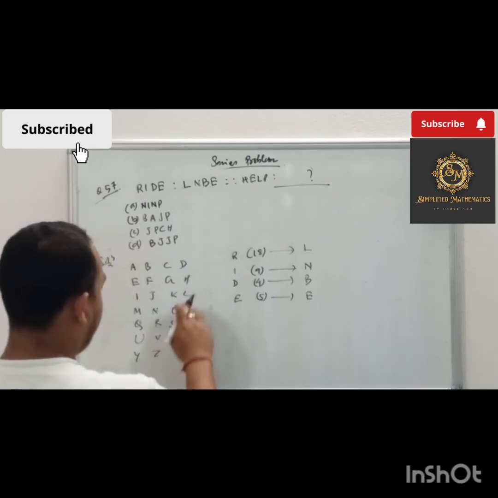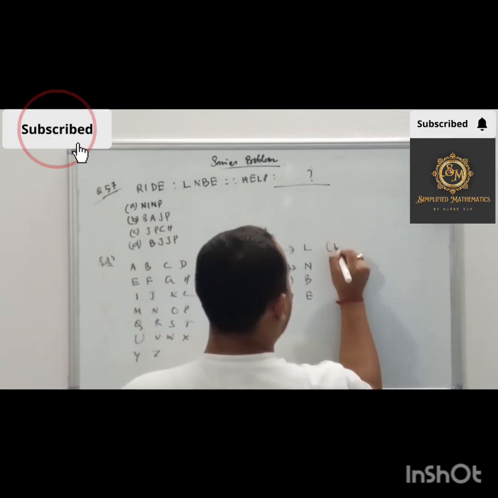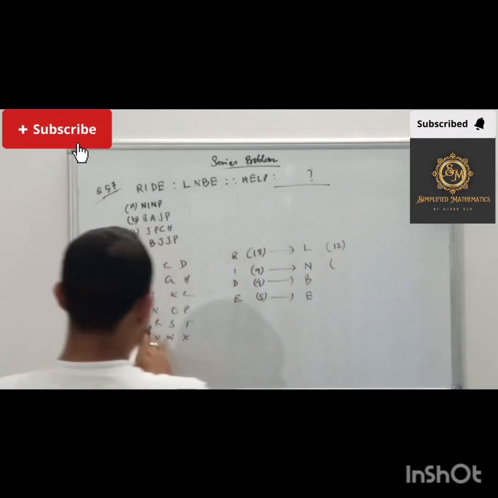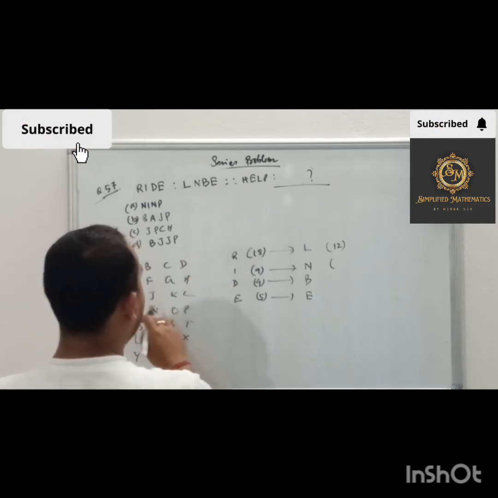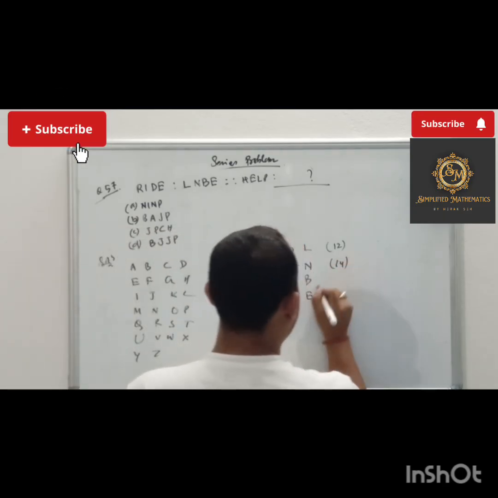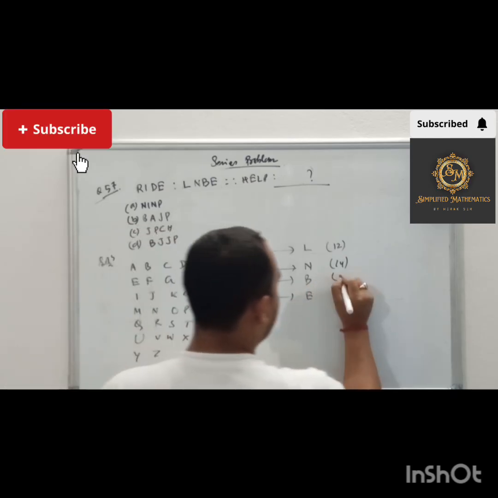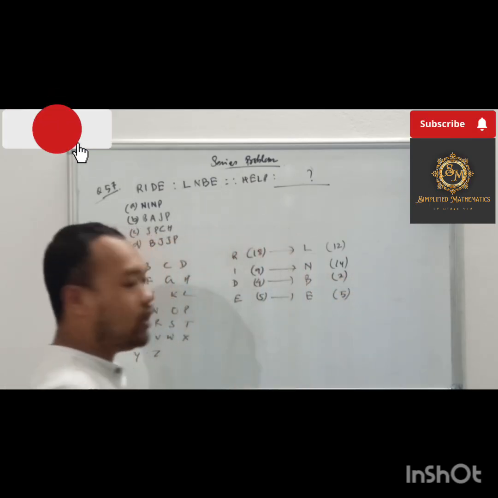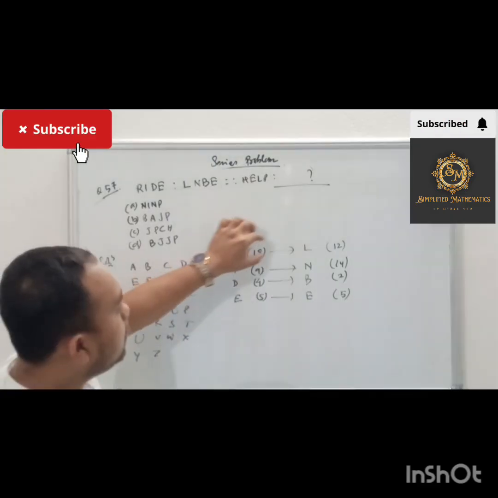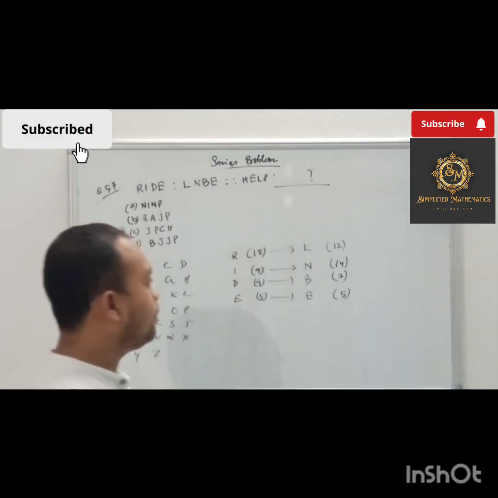L or position is 12. N or position is 12, 14. B position is 2. E position is the same, 3. Now you see what is the connection between the positions.